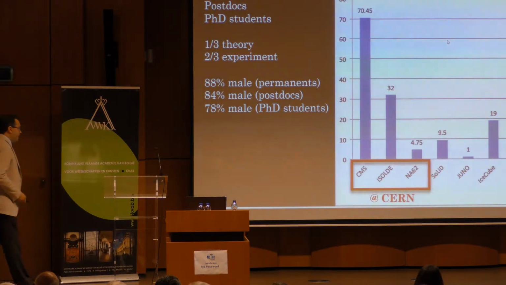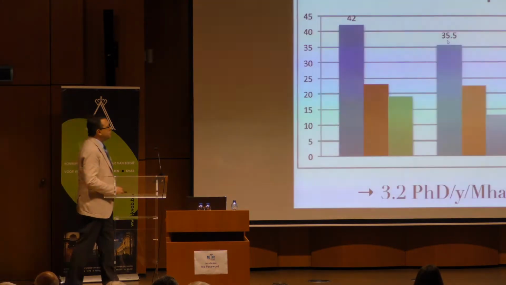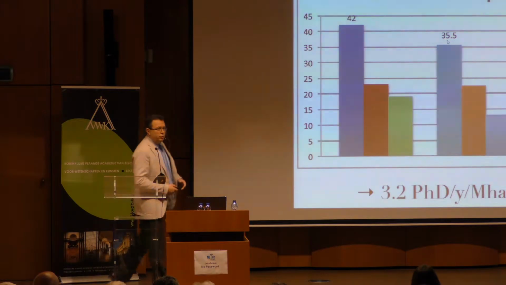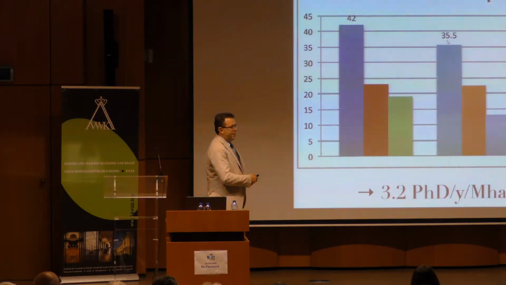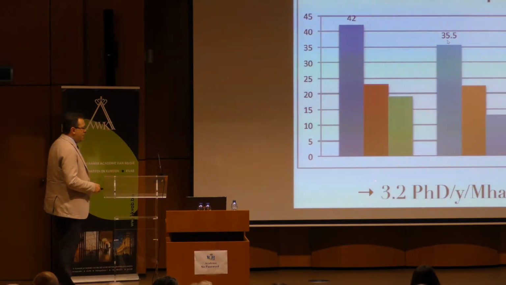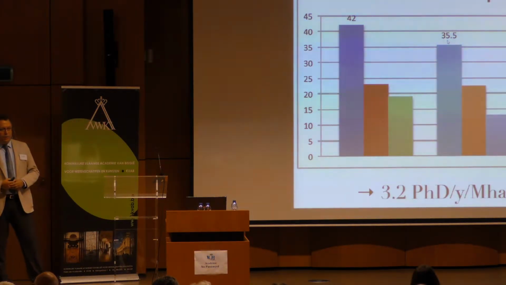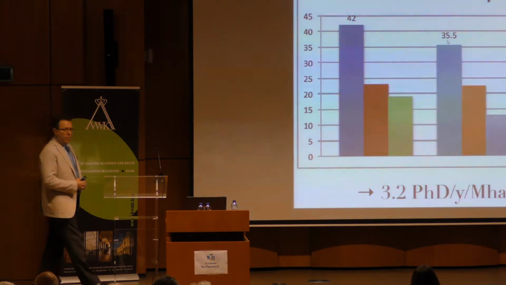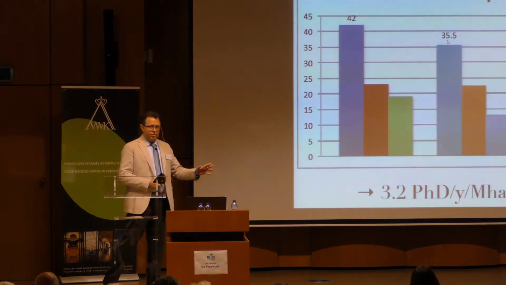And we have clearly a gender issue. We are dominated by males. Number of theses. We have about 35 PhD theses defended every year. This is an enormous number. This is 3.2 PhDs defended per year per million inhabitants. This is a fantastic number.